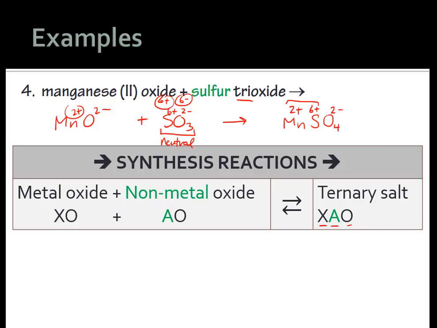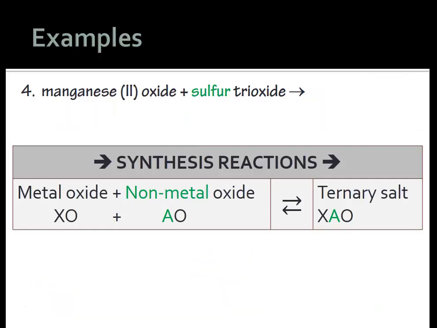Should be neutral, should be nameable. It is neutral, but is it also nameable? Absolutely, because we know manganese still has its oxidation number of 2, so it's still manganese 2. And then the SO4 I can look up. I know SO4 is sulfate. Manganese 2 sulfate. And that's the compound that would be made, our ternary salt. A salt, it's ionic, containing 3 elements. That makes it ternary.